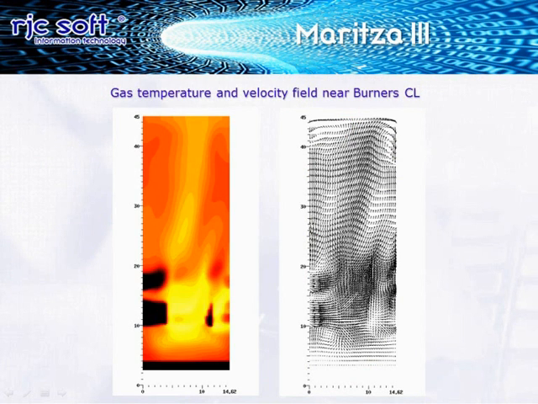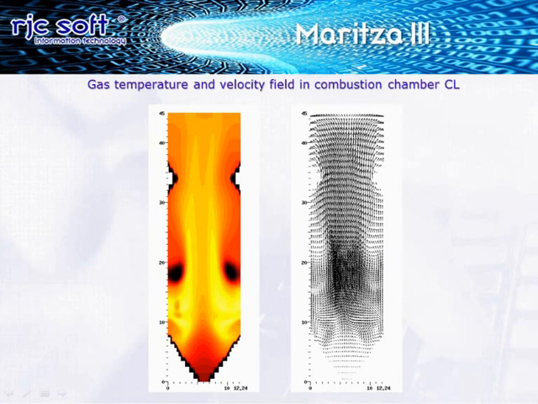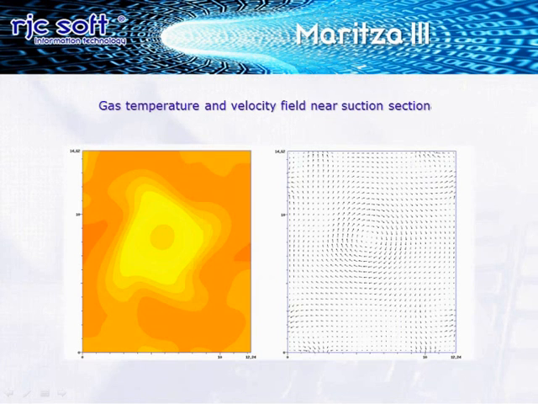In these two other figures we show the fields of temperature and gas velocity in the other vertical section at the center line of the combustion chamber. In the last two figures are shown the fields of temperature and gas velocity in the horizontal section at the height of the suction of the flue gases. The hot flue gases are sent to the mills to dry the lignite.